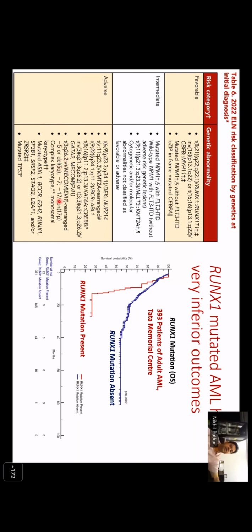High-risk cytogenetics patients, and monosomal karyotype also come in this group, all right? And this has very inferior outcomes. Patients with RUNX1 mutated AML are specifically important as they have very terrible or inferior outcomes.